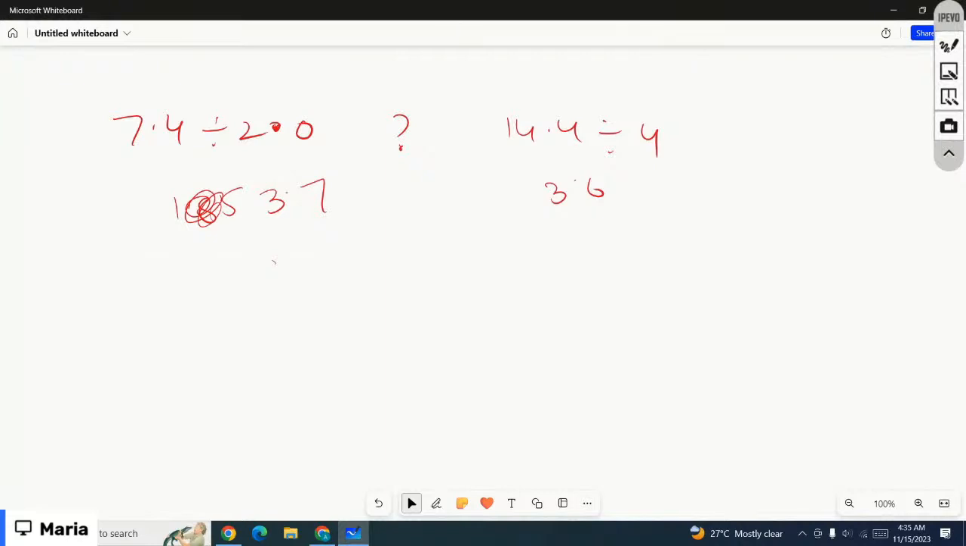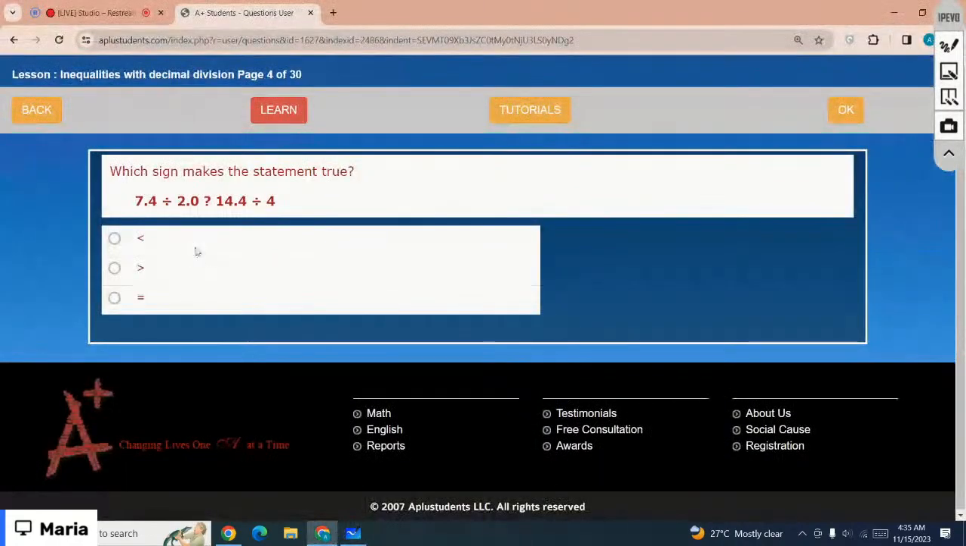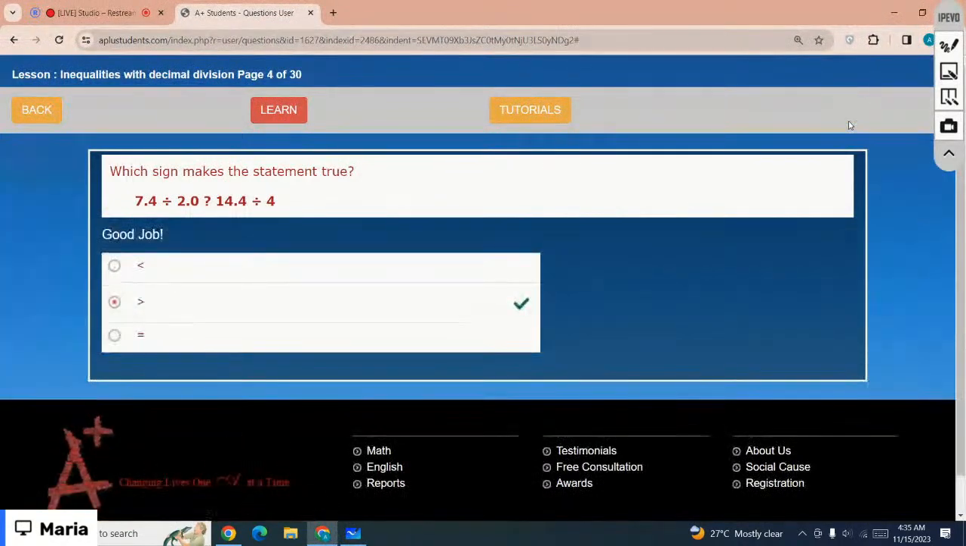Yes, 3.7 is greater than 3.6. So the correct option is greater, right? So 3.7 is greater than 3.6. The second option is the correct one.